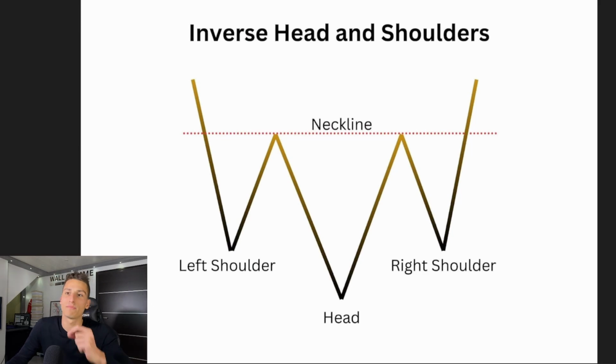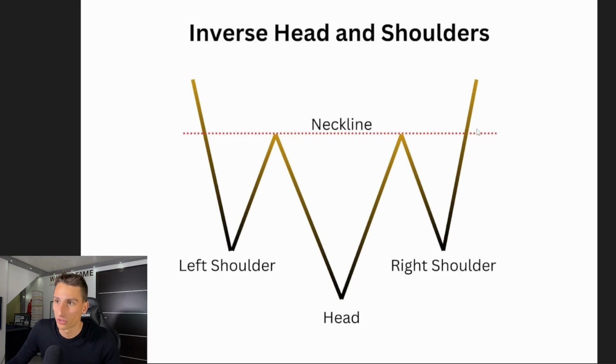This is just a mirror of the last pattern, symmetric to the head and shoulders but the opposite way. The left shoulder is a low plus another bounce. Then we have the head, a lower low, plus a stronger bounce, and then the right shoulder with a higher low. The neckline just connects the two bounce highs, and it confirms when price breaks above it after the right shoulder.